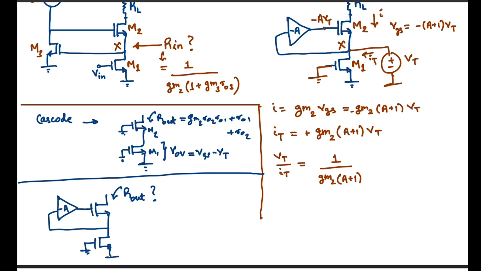Next time you guys come across a new circuit, try breaking it down into smaller circuit topologies that you are already familiar with, like the common source, common gate, common drain, etc. And even more importantly, try to identify if there is any feedback in the circuit.